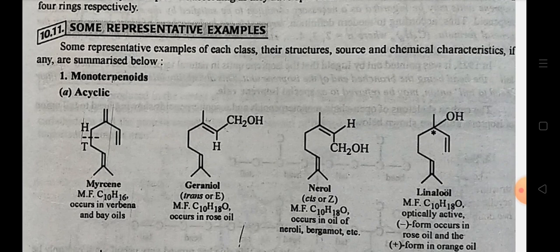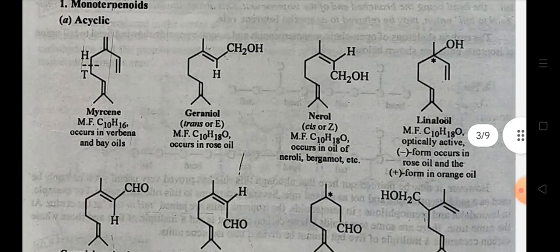First one is monoterpenoid. Acyclic examples are myrcene, molecular formula is C10H16, occurs in verbena and bay oils. Next is geraniol, trans or E, molecular formula is C10H18O, occurs in rose oil. Next one is nerol. This occurs in cis or Z form. Molecular formula is C10H18O, occurs in oil of neroli, bergamot, etc.